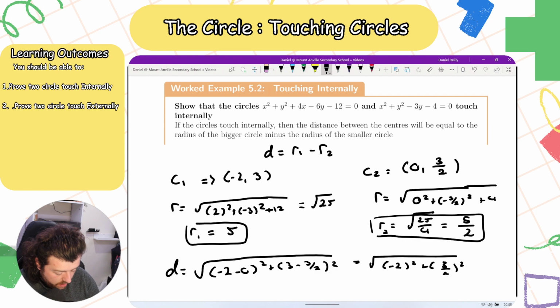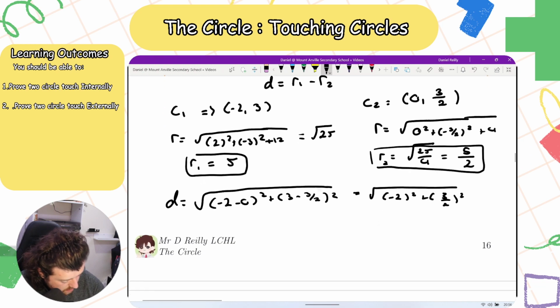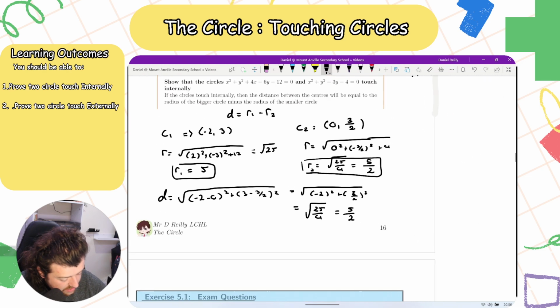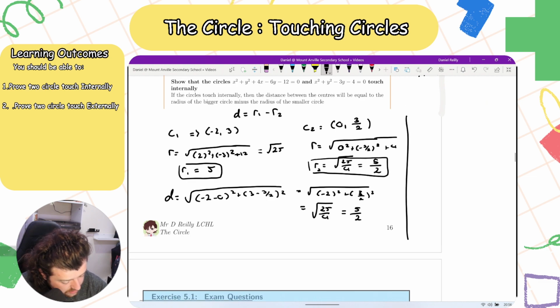It's going to be 4 plus 9/4, so my distance is going to be equal to root 25 over 4, which is 5 over 2. So my distance is equal to 5 over 2. I'll sub it in.